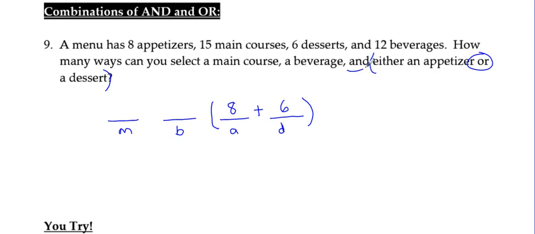There's an and here. So you're going to have a main course. Right here is an implied and, because you're going to have a main course and a beverage and either an appetizer or dessert. So there's 15 main courses, 12 beverages, and one of these 14 appetizers or desserts. And that makes 2,520 ways.